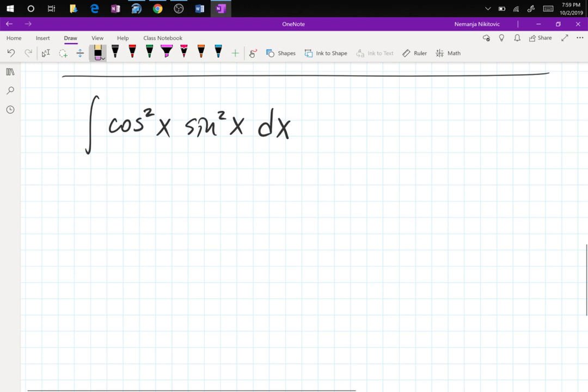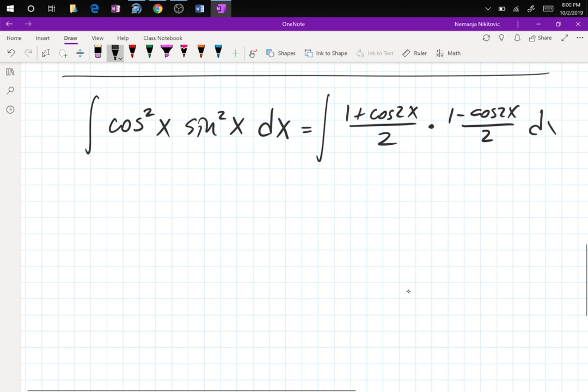Well, that's okay. We're not going to panic, not going to cry, because we can use something else, right? So what you have here are two functions, sine and cosine, both of them squared, right? And if both of them are squared, you can use those power reducing formulas to convert both of these into single cosines. So 1 plus cosine 2x over 2 times 1 minus cosine 2x over 2 dx. So now you work this out.